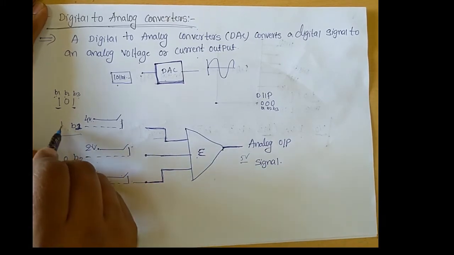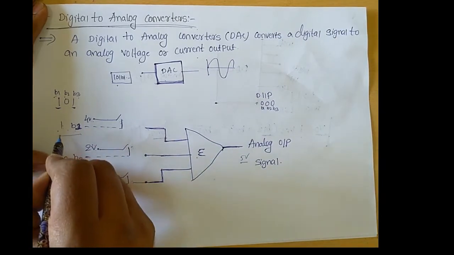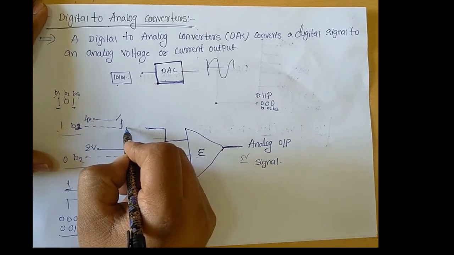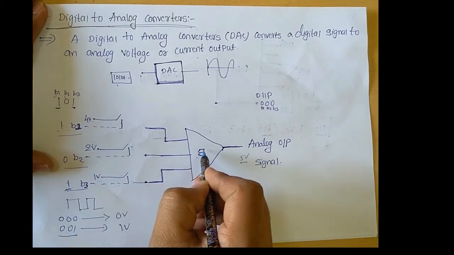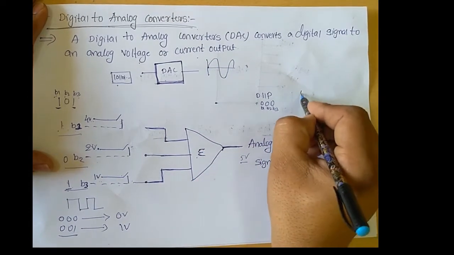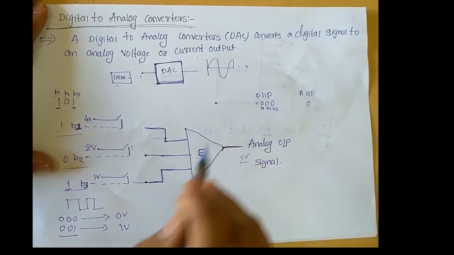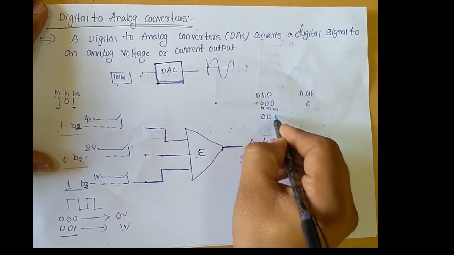For example, here we are giving the 3 bits of information as 000. At that time, these switches act as open switches. So we are not connecting any voltage to the input of this adder circuit, and we will not get any output. Therefore, the analog output signal is 0. Clear?